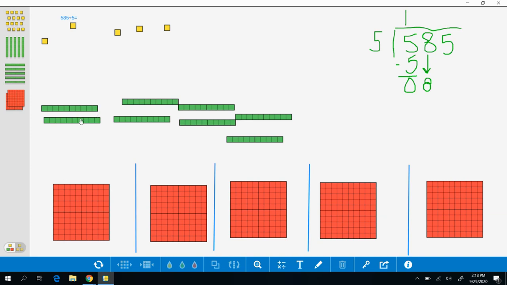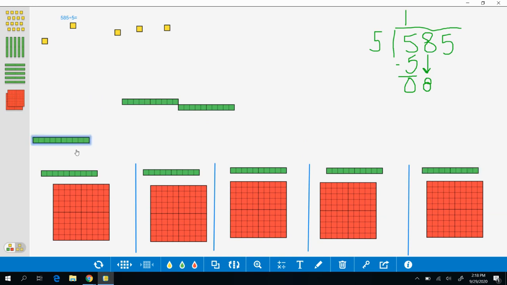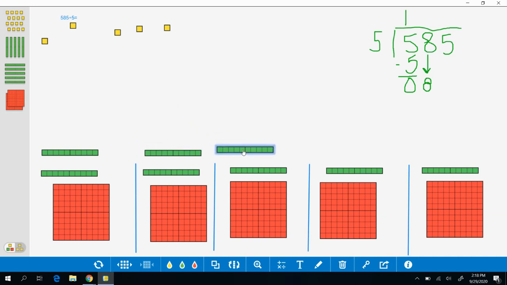Now, I want to see, can I split this up into 5 equal groups? 1 group, 2 groups, 3 groups, 4 groups, 5 groups. I was able to pass out 5 groups of 10, but I have these 3 left. If I try that, will that work? Can I pass those out evenly the way they are right now? No, it leaves these 2 uneven. So I'm going to put those back up here for now.